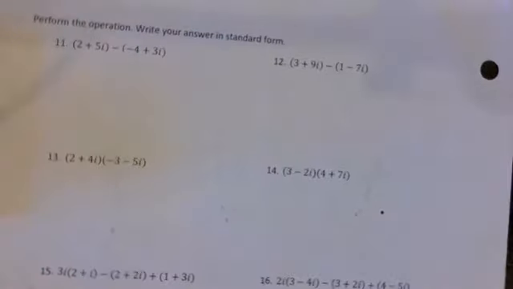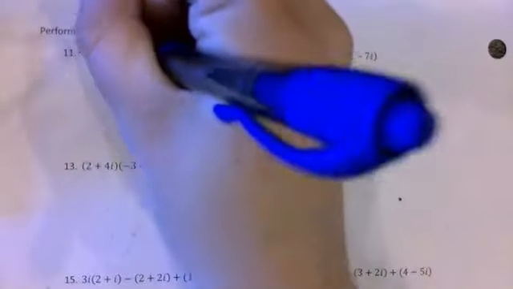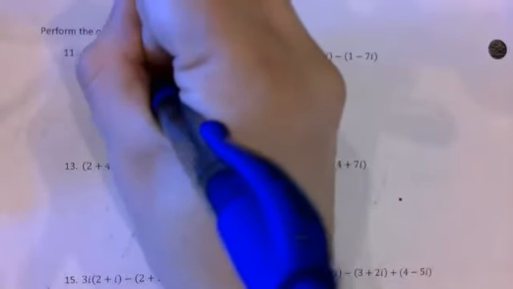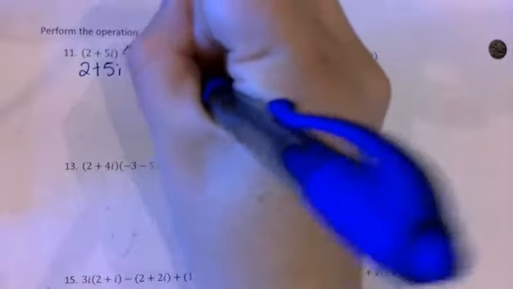Moving on. It wants me to perform the operation and then write my answer in standard form. On number 11, it's subtracting the two imaginary numbers. So what I want to do is distribute my negative. I rewrite the first one exactly as I see it. The second one, negative times negative 4 is positive 4. Negative times 3i is negative 3i.